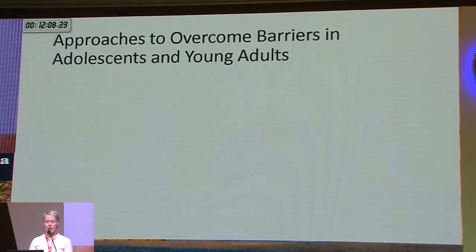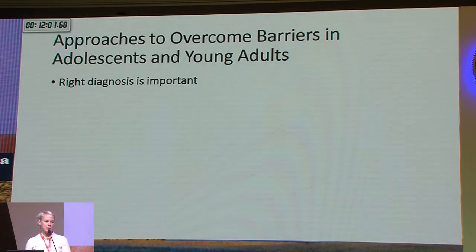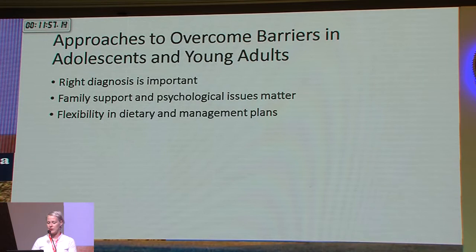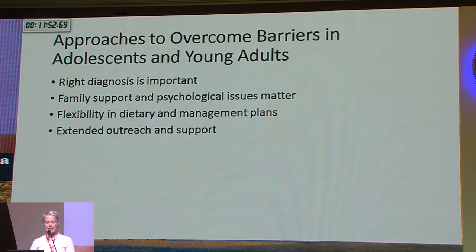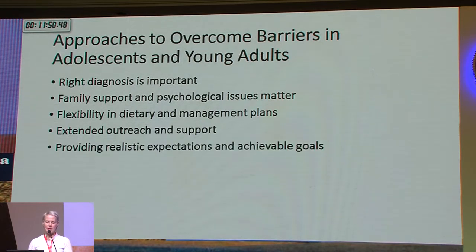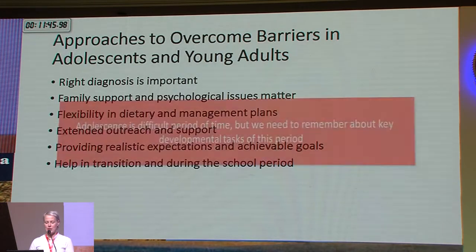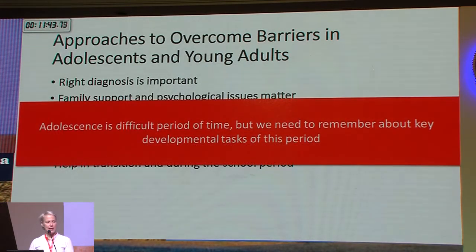So what approaches do we have to overcome barriers in adolescents and young adults? Right diagnosis is important. It's not equal only to type 1 diabetes. Family support, psychological issues matter. Flexibility, dietary and management plans is very important for this patient. Extended outreach and support, providing realistic expectations and achievable goals for them, and help in transition. So as I conclude here, adolescence is a difficult period of time, but we need to remember about key development tasks for this period.